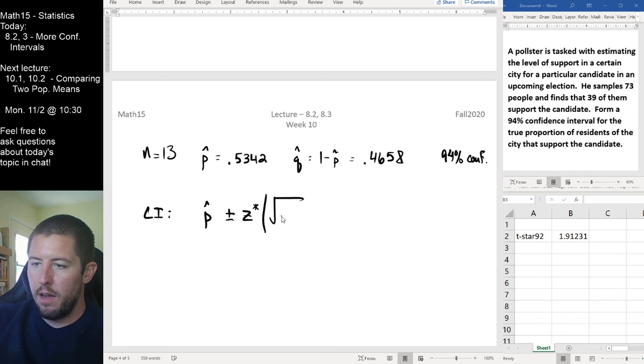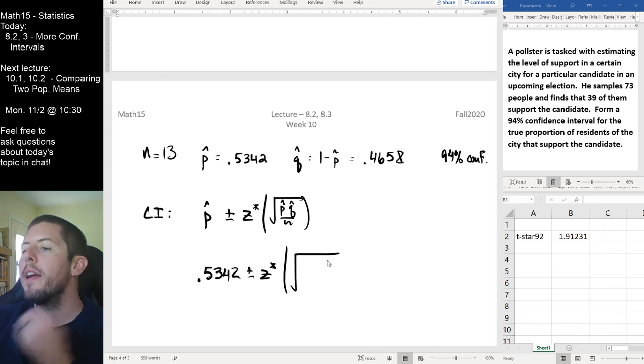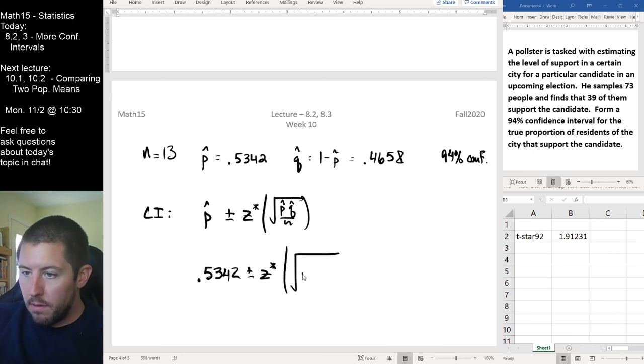Times the square root of p-hat, q-hat over n. So let's fill in the values that we know. 0.5342 plus or minus z star, we still don't know. We're going to go find that in a second. Times, this will be a bit of a grosser one right here. P-hat is 0.5342. Q-hat is 0.4658. And remember, it's just 1 minus p-hat right there. You could just throw that in that way in your calculator. Divided by n down here is going to be our 13.